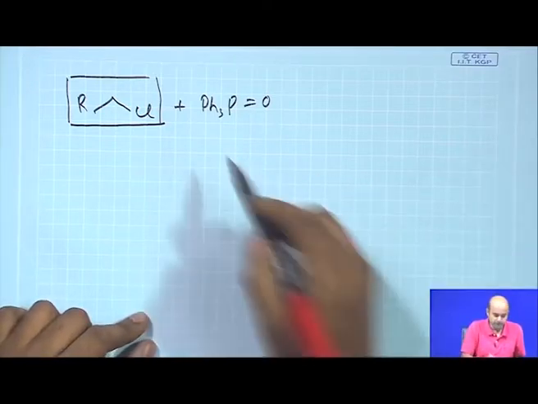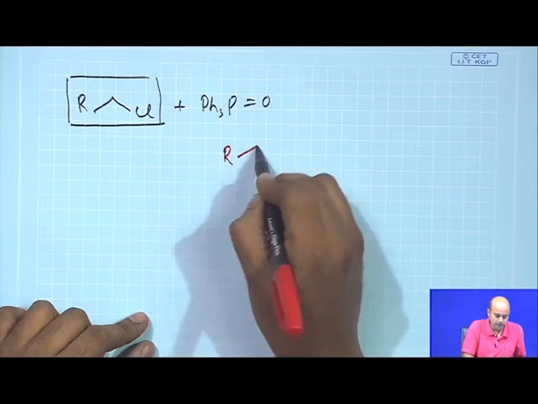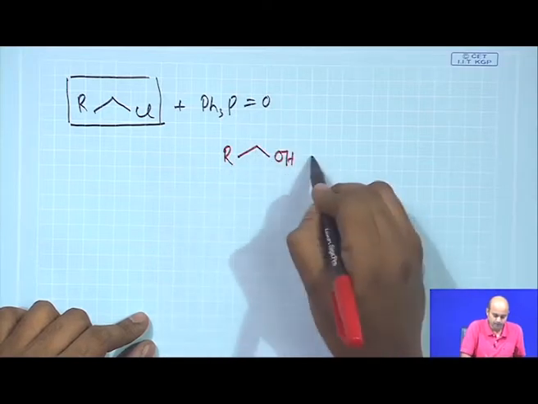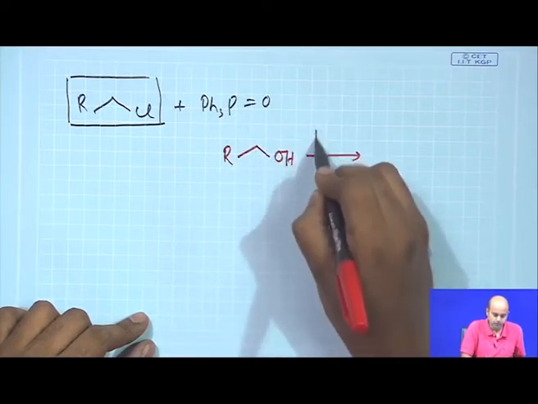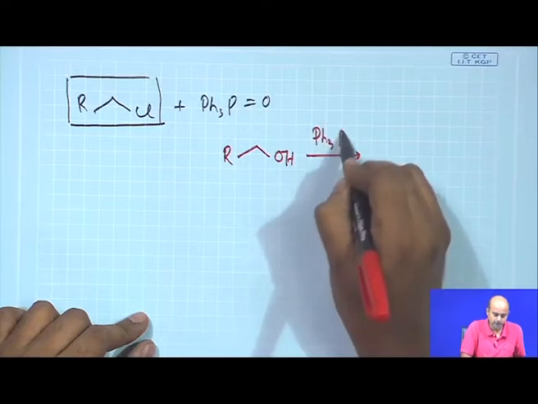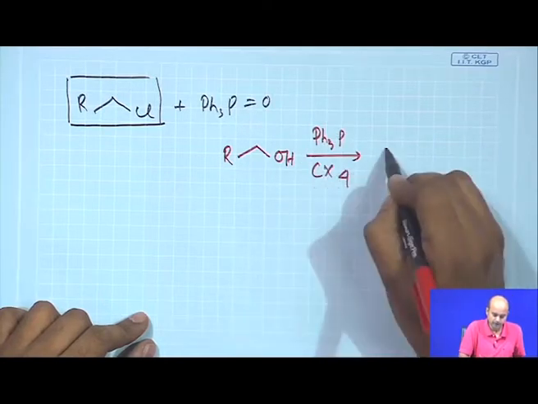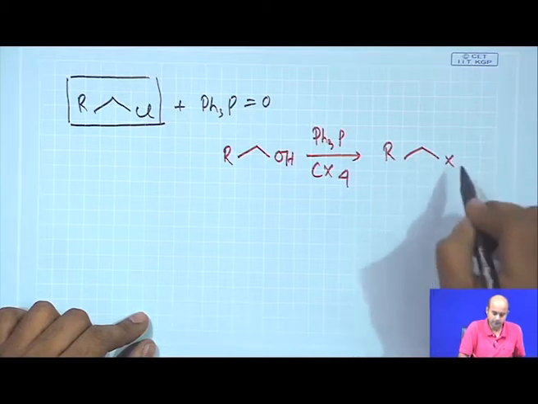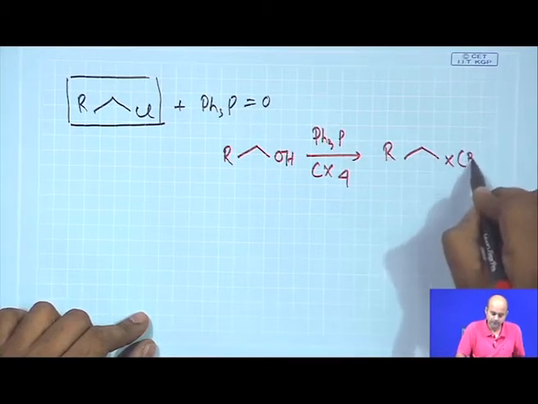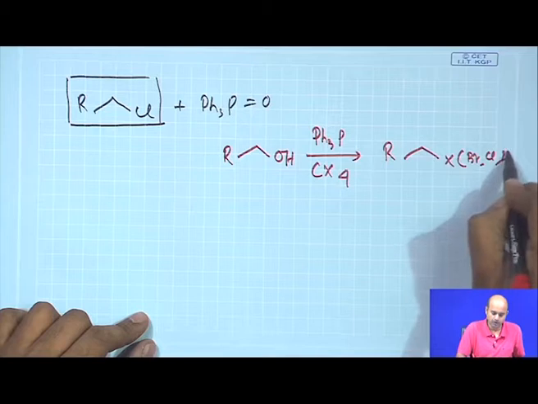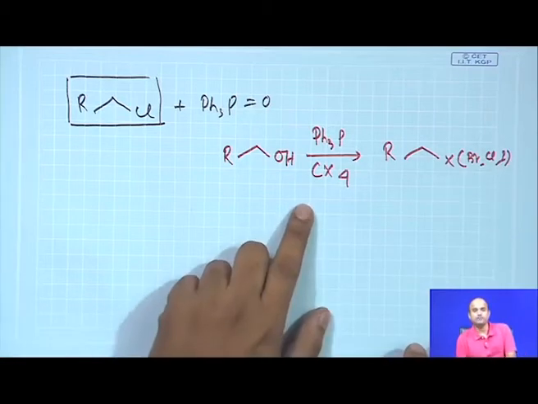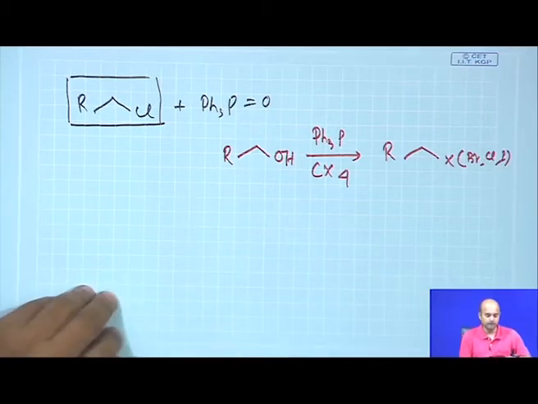Now, this Appel reaction is very useful. You can take this kind of compound, and depending on the source of the halogen, you will basically get the corresponding X. X stands for bromo, chloro, iodo. This is a one step reaction, and I will explain the mechanism.